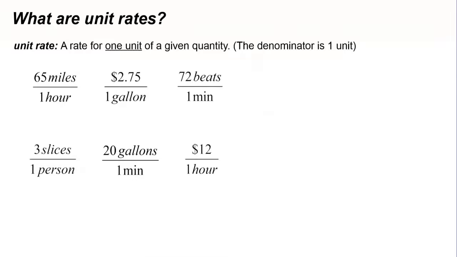So what's a unit rate? A unit rate is a rate for 1 unit of a given quantity. That means the denominator of your rate is always 1 unit. So that's why it's called a unit rate, because unit means 1.